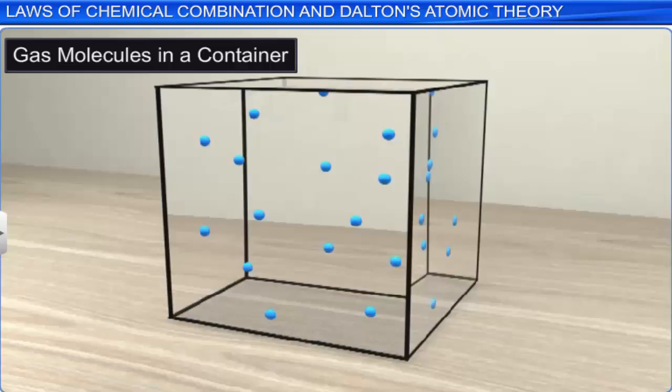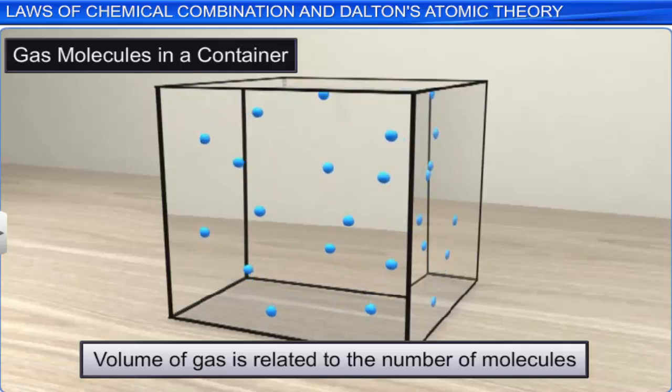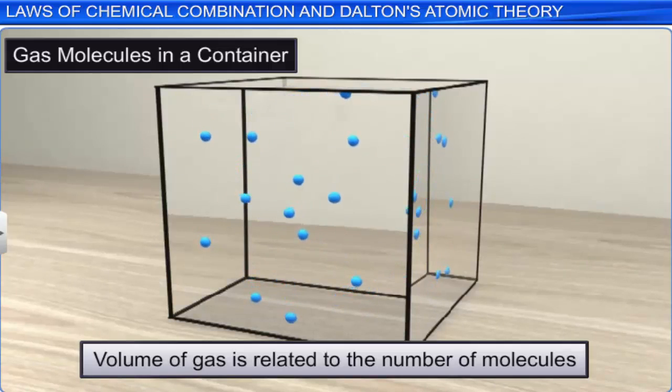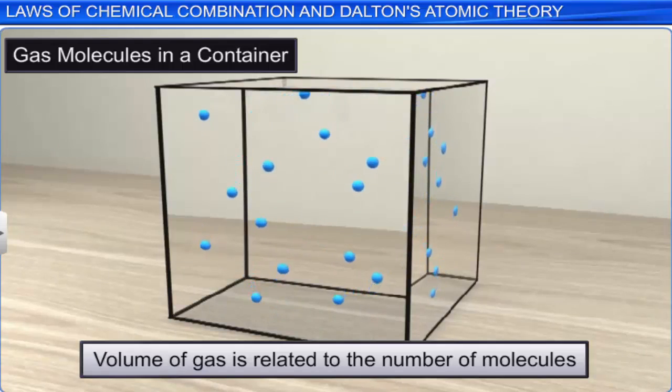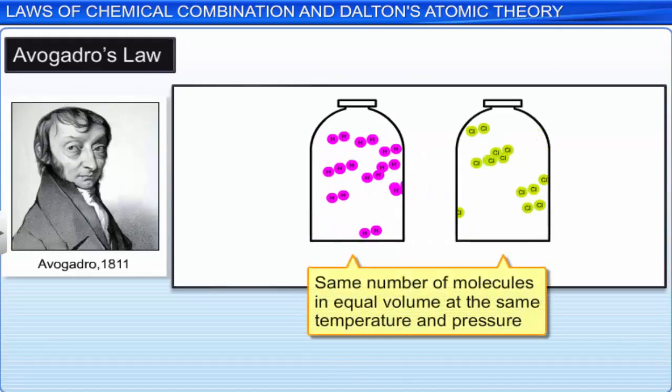He concluded that since the smallest particle of a gas, which can exist independently, is a molecule and not an atom, hence, the volume of gas must be related to the number of molecules. He proposed a law known as Avogadro's law, which states that under similar conditions of temperature and pressure, equal volume of all gases contains equal number of molecules.